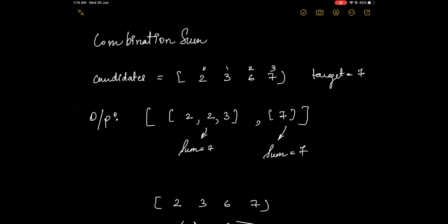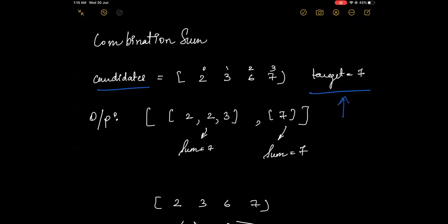Hi guys, so today we'll be solving this problem called combination sum. Let's understand what we need to do here. So we've been given an array of candidates and we've been given a target. Now the array of candidates has certain elements and we need to find a combination of all these elements such that they sum to the target.